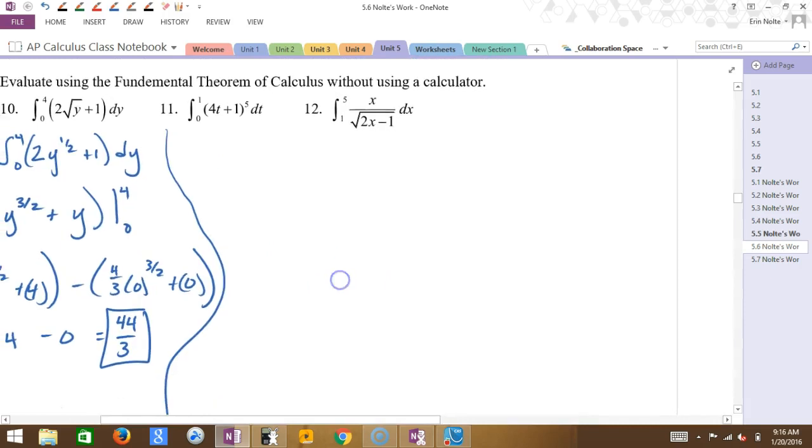All right, question number 11. Which rule do we have to use to integrate this? Fundamental theorem of calculus. Which rule do we have to use to do the integral? U-substitution. Closer. Just the general power rule. Yep. Because if you take the derivative of the inside, what's the derivative of 4t? 4, and there's no t involved, so we're okay.